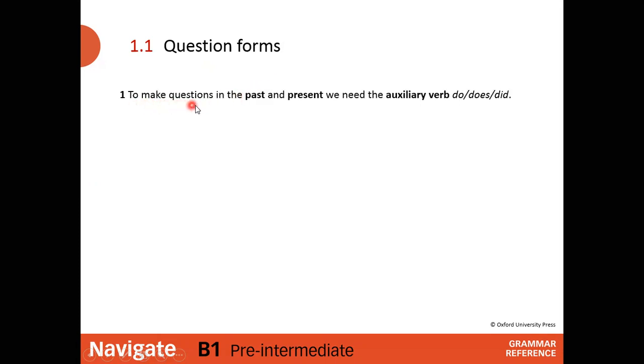First rule, to make questions in the past and present, we need the auxiliary verb do, does, did. So, do, does, did, they are used as auxiliary verbs to make questions in past or present. For example, do you drink tea? Did he go to the cinema yesterday?